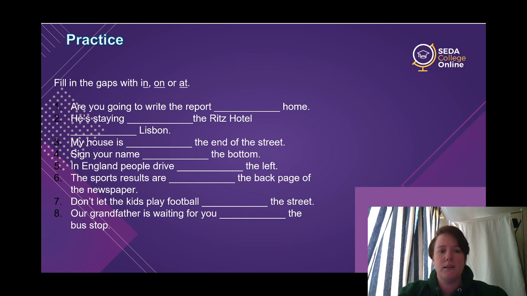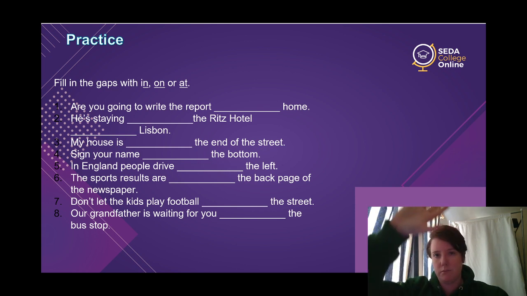Number 4, sign your name, blank, the bottom. So think about a page, okay? In England, people drive, blank, the left. Okay, think about the street. Okay, it's a flat surface, the street. The sports results are, blank, think about the back page of a newspaper. Newspaper, it's straight. It's flat.